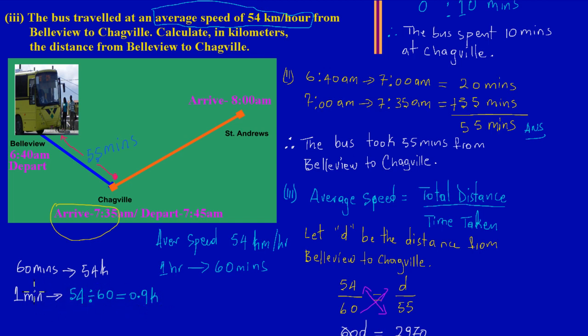Now since I found the distance being traveled per minute, or in each minute the bus traveled 0.9 kilometers, then if the bus had traveled here in part 2 for 55 minutes to get to Chagville from Bellevue, it simply means then my total distance, my friends, from Bellevue to Chagville must be equal to my 55 that I got here in part 2 for my answer, 55 multiplied by the distance it is traveling per minute, and that would be equal to 49.5 kilometers.